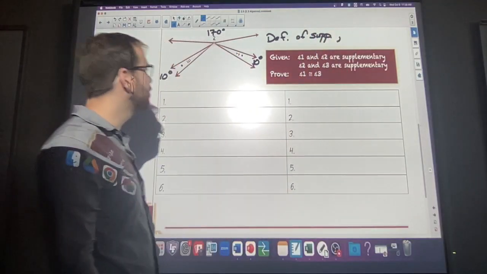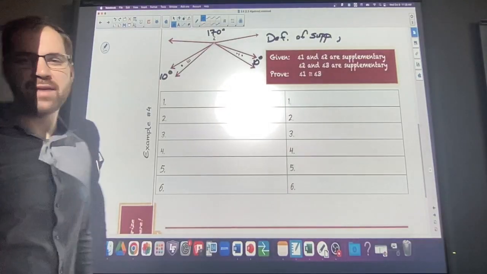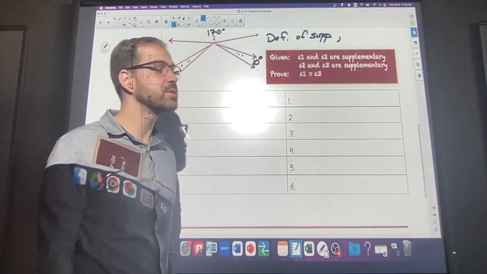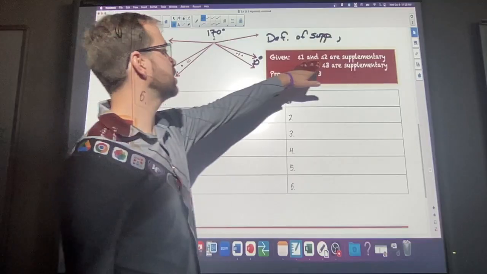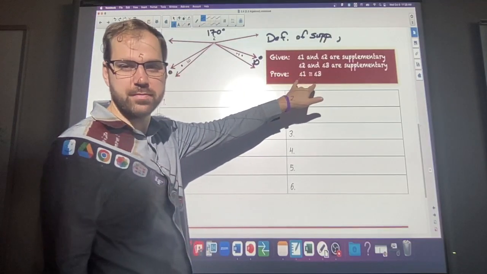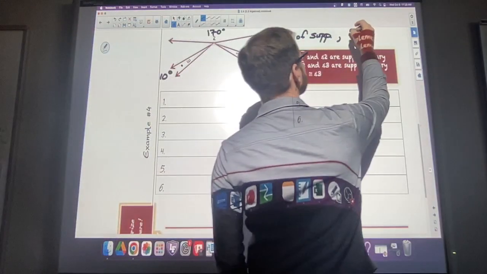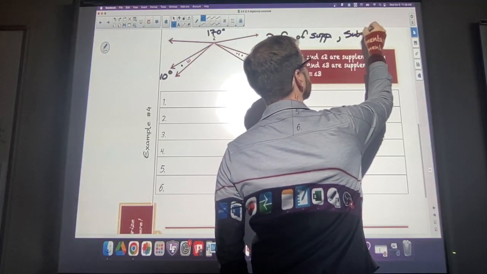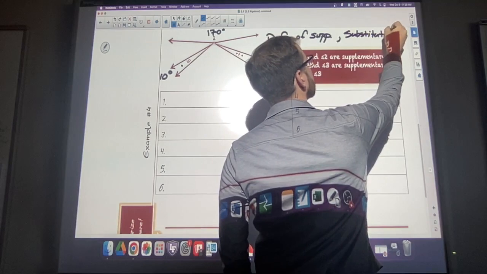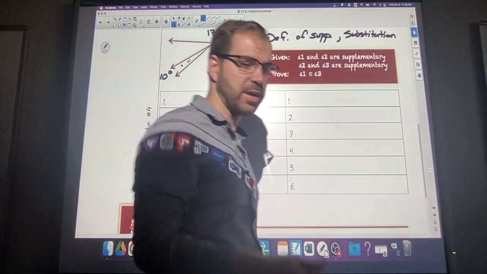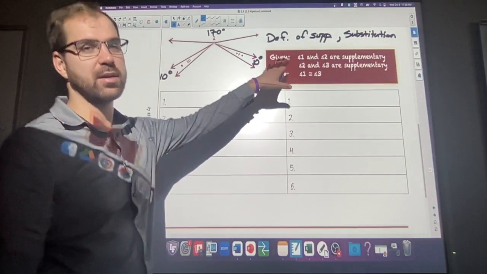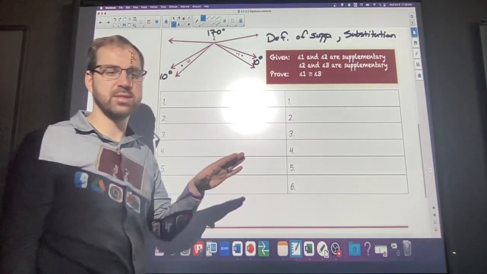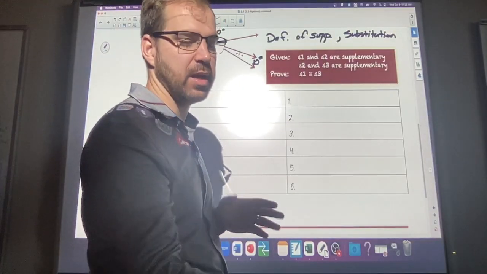What else are we going to have to do? The only other thing we'd have to do is probably some substitution to replace some of these values so we have 1 and 3. So probably just definition of supplementary and substitution. Okay, so that's sort of our game plan. So we're just going to start by stating the supplementary angles equal 180, and then we're going to go from there.